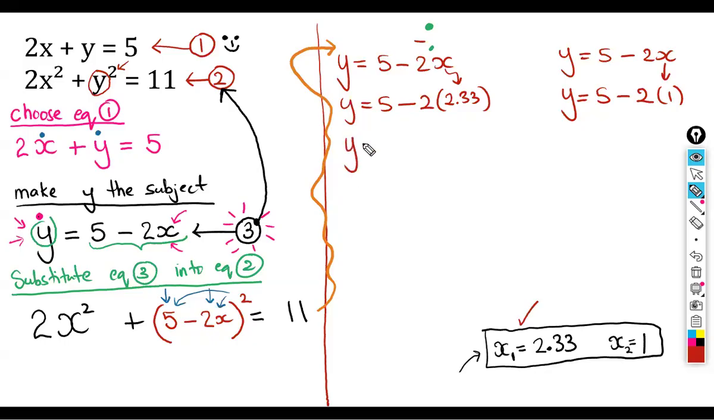So let's see what we get for the first answer. You can type this straight into your calculator. You can say 5 minus 2 multiply, open brackets, 2.33, close brackets. You can type it in just like that, and your calculator should not give you any problems. And I'm getting 0.34. And for the next one, I'm getting 3. Could you all agree with those answers?